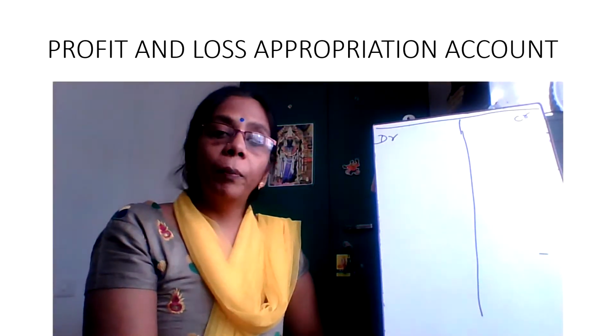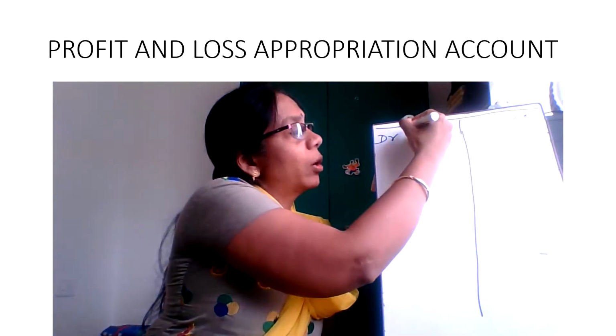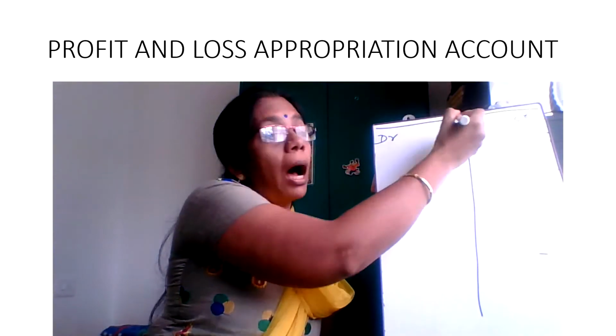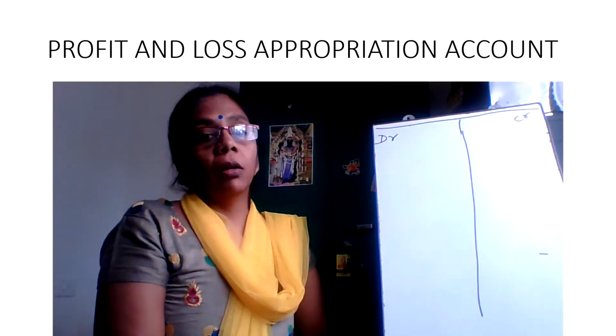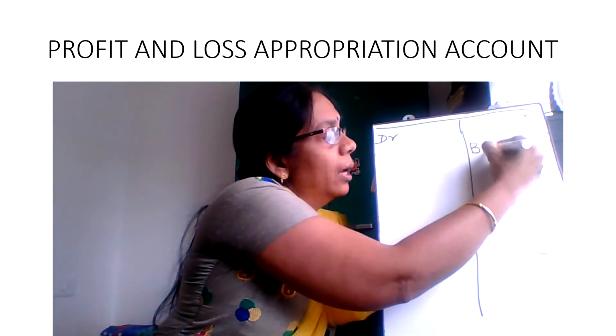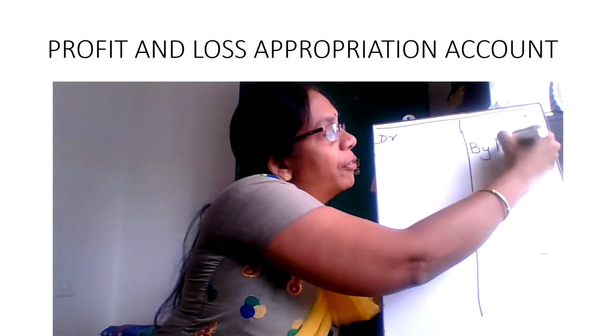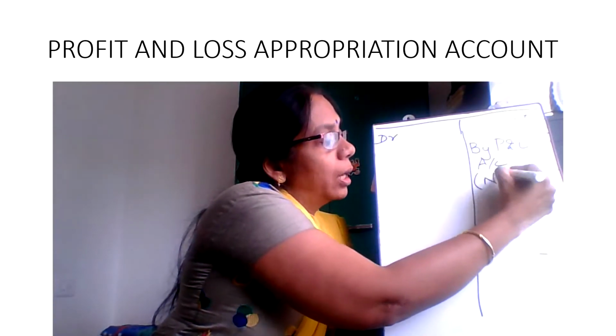What would be the opening entry? Here I am talking about the profit and loss appropriation account. So how do you open the profit and loss appropriation account? You would say, by profit and loss account, net profit brought down.